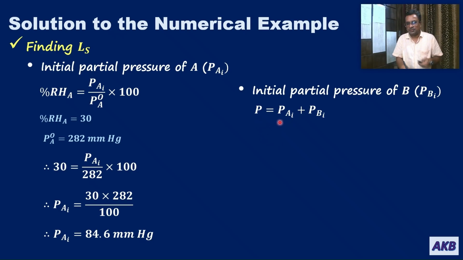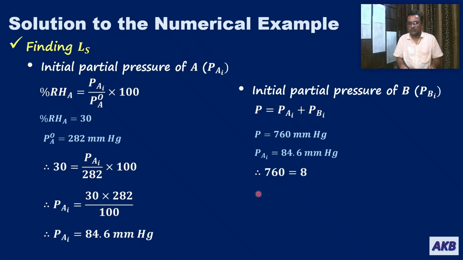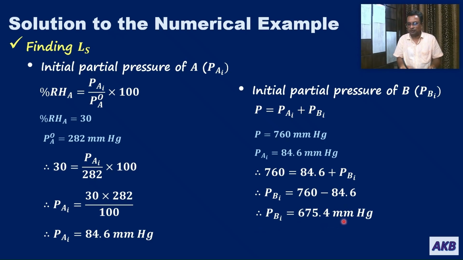P is given to us, PAI we calculated, and we can easily get PBI. P is 760 mm of Hg, the total pressure. PAI is 84.6 mm of Hg, which we just found out, and therefore 760 is equal to 84.6 plus PBI. That is, PBI is equal to 760 minus 84.6, that is PBI is equal to 675.4 mm of Hg. So in this way, we get the initial partial pressures of the two components, PAI and PBI. Let us move ahead.